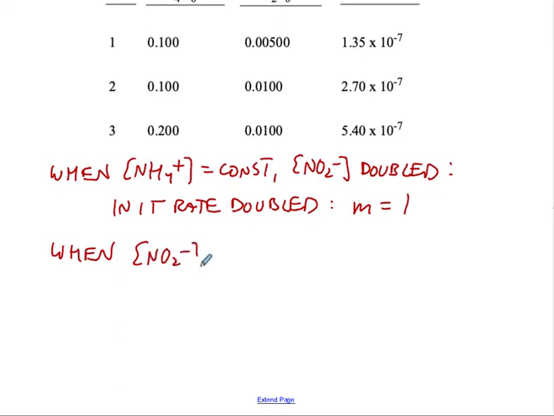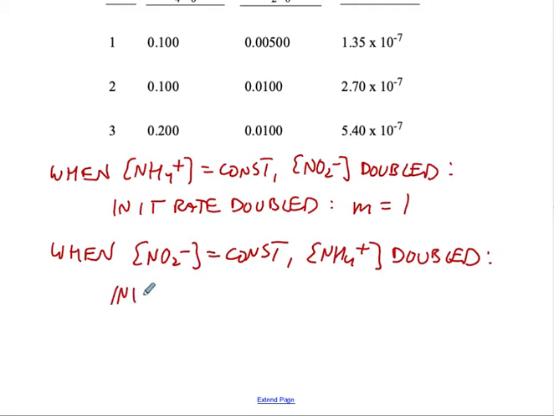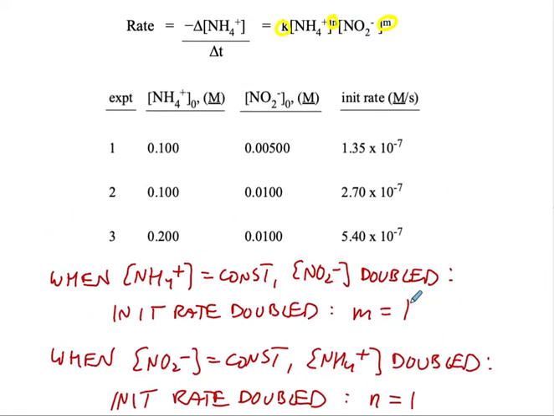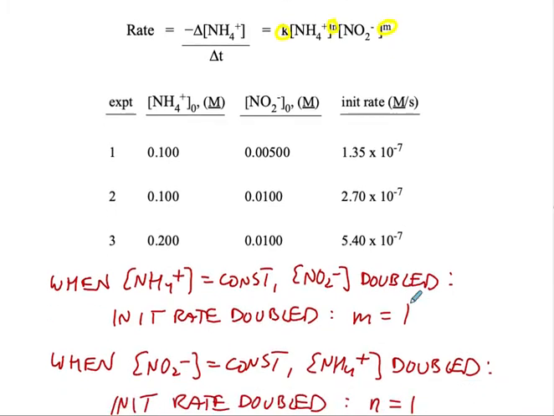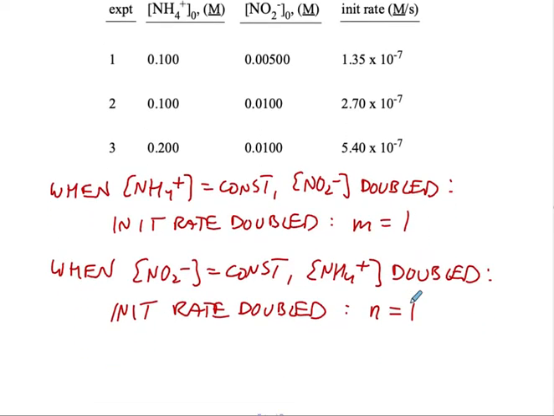when the concentration of nitrite is held constant, and the concentration of ammonium is doubled, I see the same thing. The initial rate doubled, and therefore I can conclude that N is equal to 1. So we see from the experimental data that this reaction is first order with respect to both ammonium and nitrite. Okay? Now, the question is, how do we calculate K?